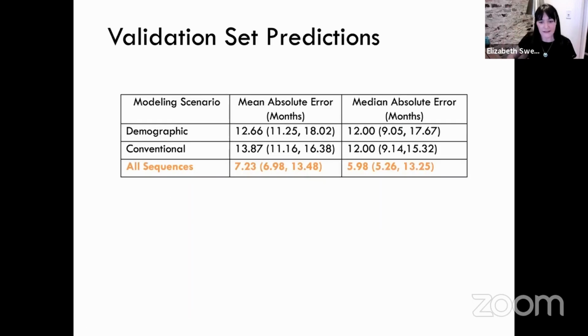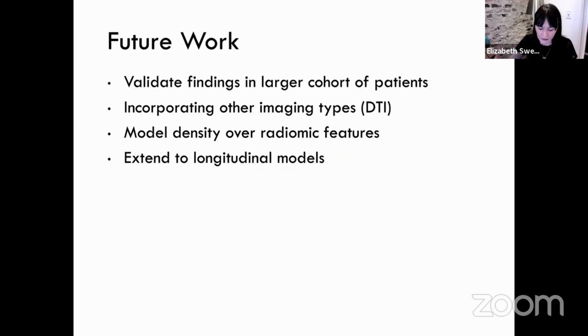And breaking that down into numbers, the demographic and conventional models had mean and median absolute errors of close to a year, whereas the all sequences model had a median absolute error of about 6 months and around 7 months for mean absolute error. So the performance was much better when we included the QSM and the T1 weighted image. We now know there is some signal in the MRI that we can use to predict the age of lesions.